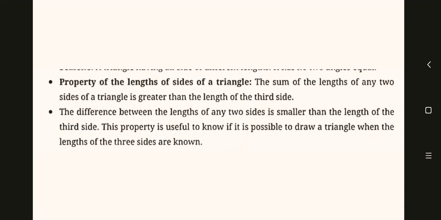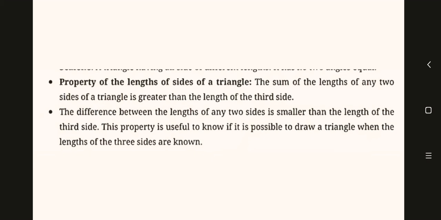of a triangle. The sum of the lengths of any two sides of a triangle is greater than the length of the third side. And the second one, the difference between the lengths of any two sides is smaller than the length of the third side. Okay? So basically, you should always remember that whenever you solve a question related to a specific property, first you will have to quote the property and then go ahead with the next step. Else, marks will be reduced.